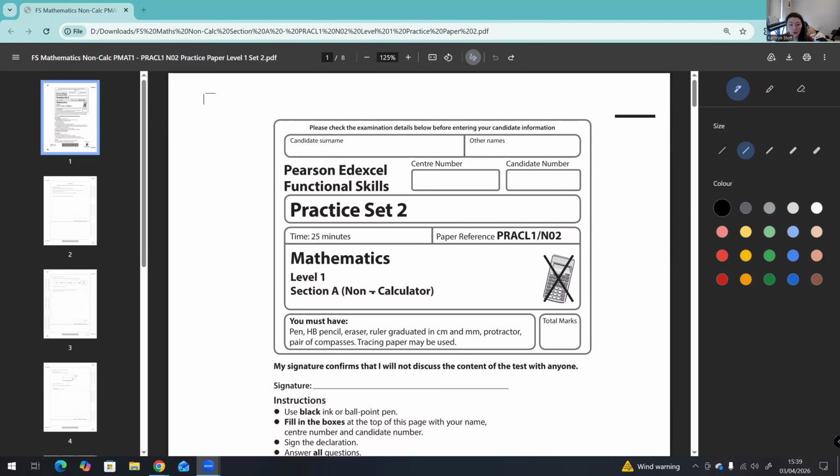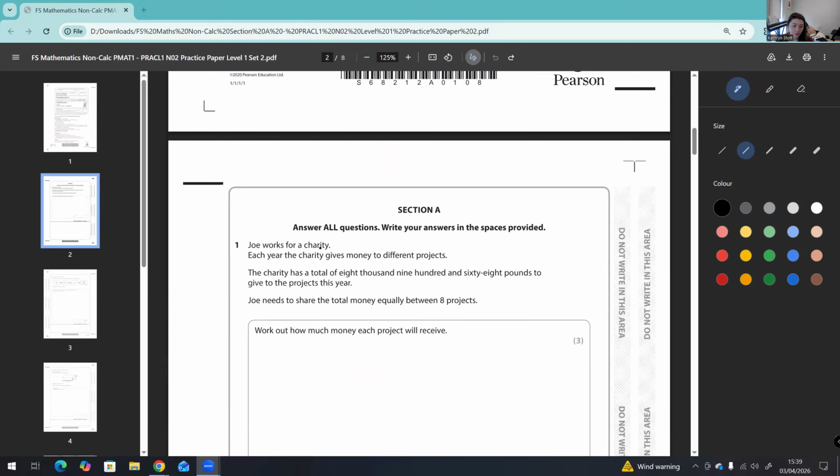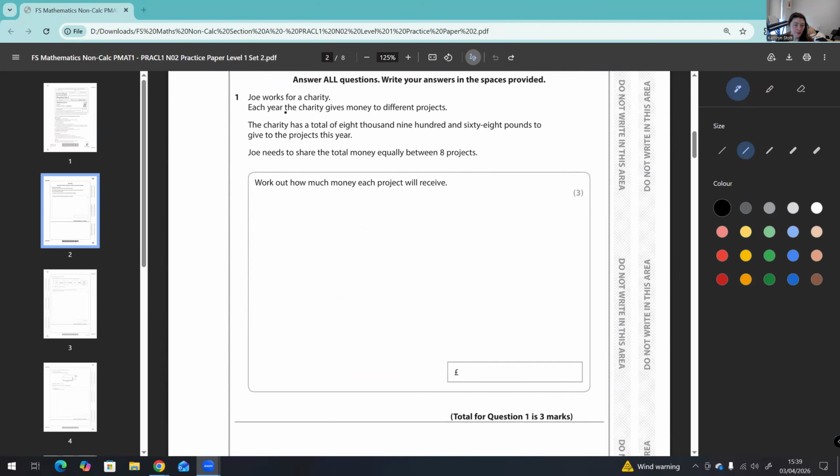Okay, so we're going to go through the non-calculator section of practice set 2 paper. So it's section A. Joe works for a charity. Each year, the charity gives money to different projects. The charity has a total of £8,968 to give to the projects this year. Joe needs to share the money equally between 8 projects. Work out how much money each project will receive.